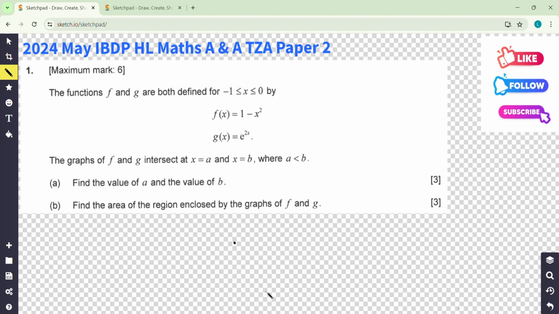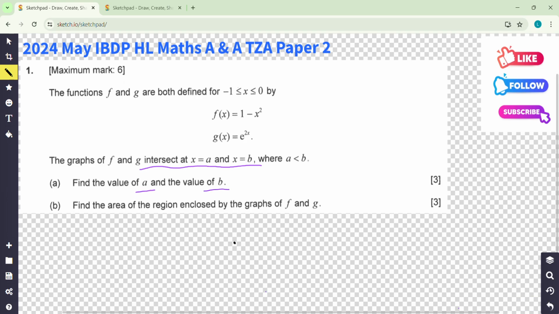Now we are on Mathematics A&A Paper 2. Okay, so question number 1, look at the question. The two graphs intersect at x equal a and b, and then find the value of a and b.